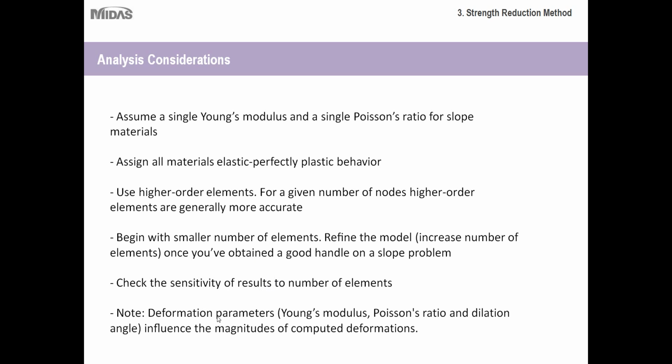Okay, then another note, the deformation parameters such as Young's modulus, Poisson's ratio, and dilation angle directly influence the magnitudes of computed deformations. So if at any point you feel like your deformations are erroneously high or low, it's always a good rule of thumb to go back and check the magnitude of these particular parameters, because these are the ones that directly influence how your deformation comes out. More often than not, when a model has an erroneously high or low magnitude of deformation, it usually means that one of these values is off by an order of magnitude, or it's been mismatched. So that's another important thing to remember when you're entering your parameters.